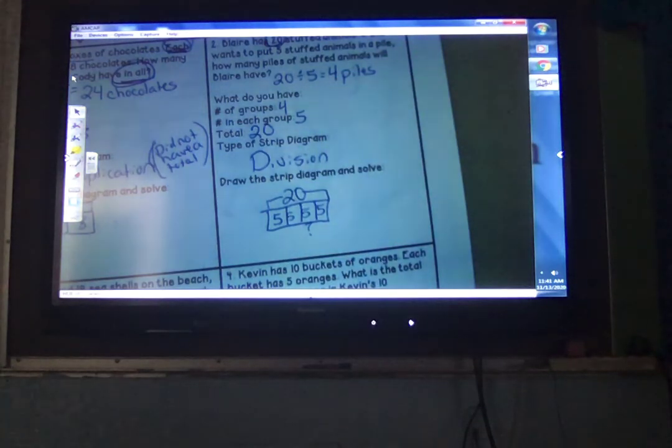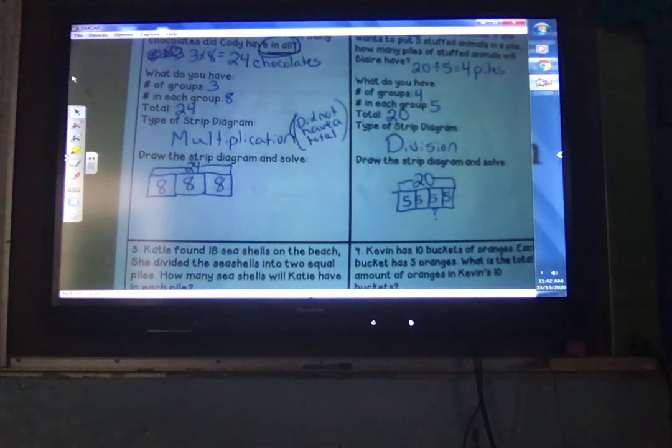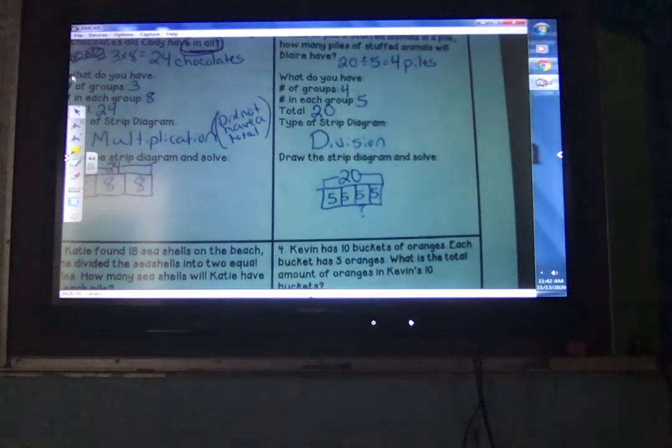Okay, so you've seen one multiplication. You needed a total, so you had to multiply. You've seen a division. So that probably tells me one of these problems at the bottom is going to be multiplication. And one's going to be division. You work them out and see what you get.